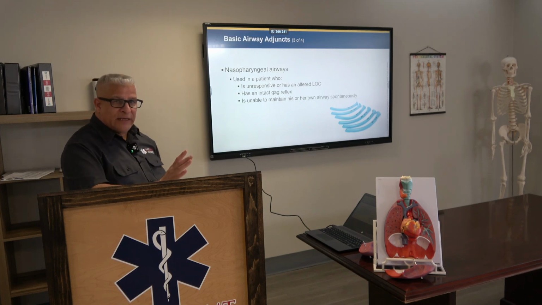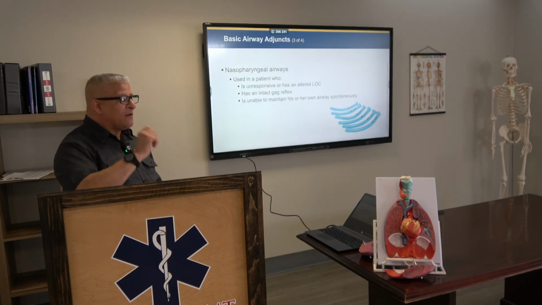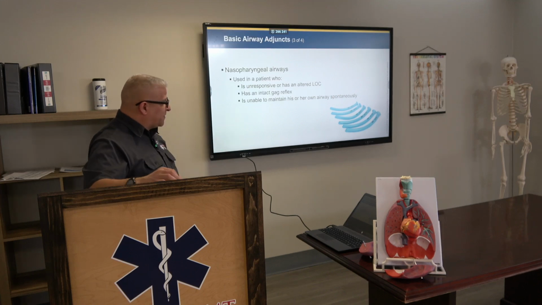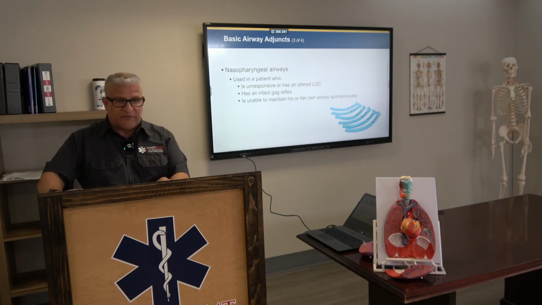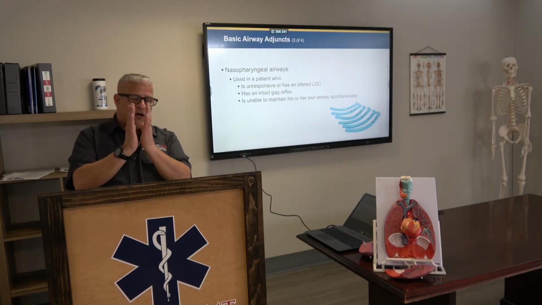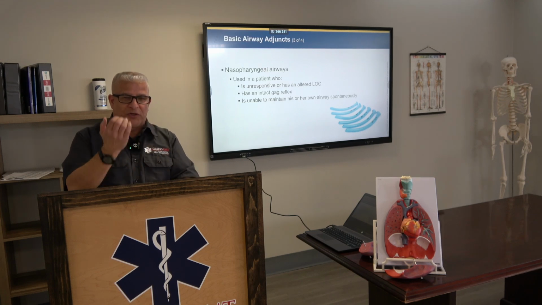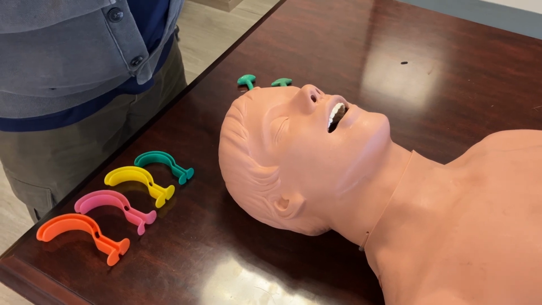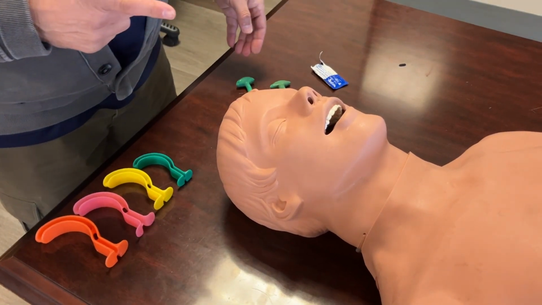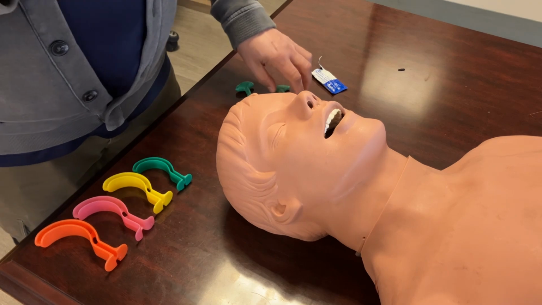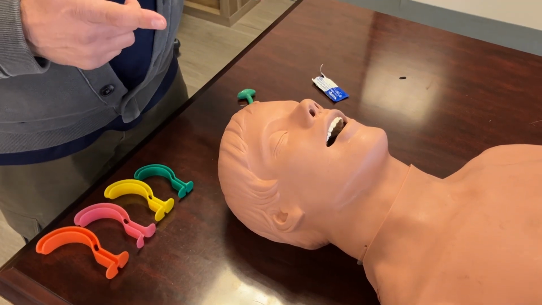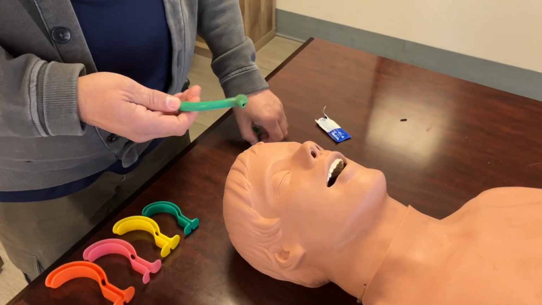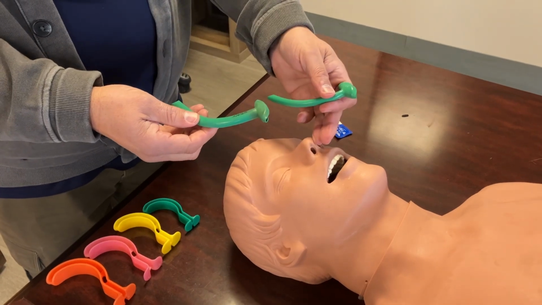You go primarily into the right nostril because the tip of the NPA is on an edge. They call it a beveled edge, and that goes along the septum as we insert it. There we go. Okay, so the next device we're going to put in is what they call the NPA. It's a nasopharyngeal airway. This device goes into the nostril.